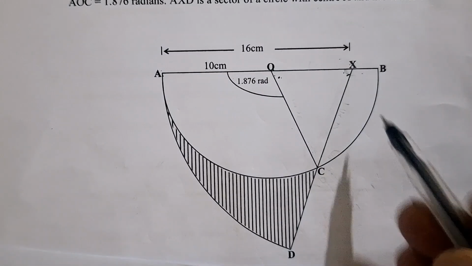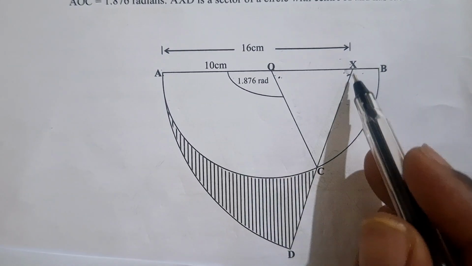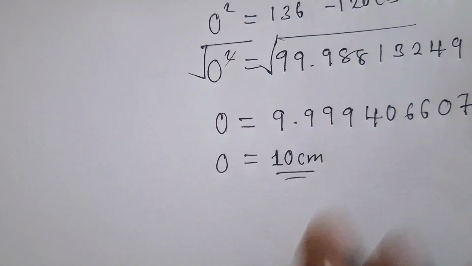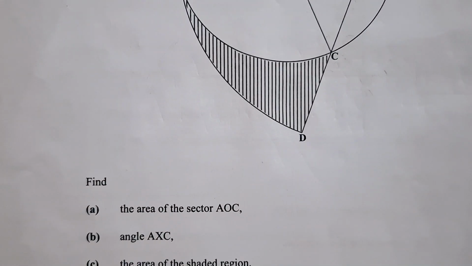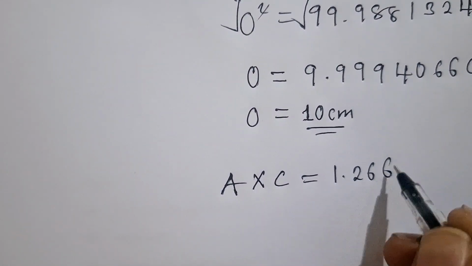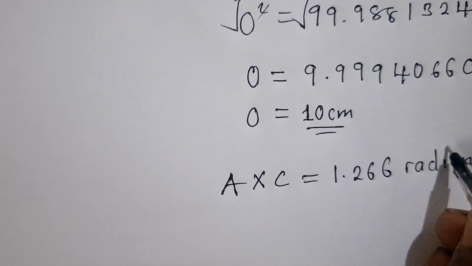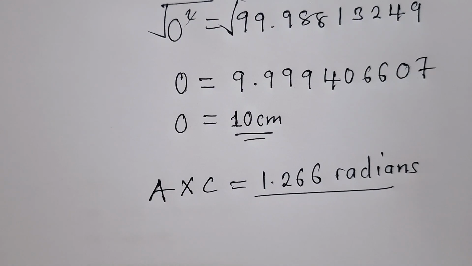So this side also is 10 centimeters, which simply means this is an isosceles triangle. This angle is equal to this other angle. So I can say angle AXC, is it AXC? Yes, we're looking for AXC, will be equal to 1.266 radians. This is our answer. Let's go to the next question.